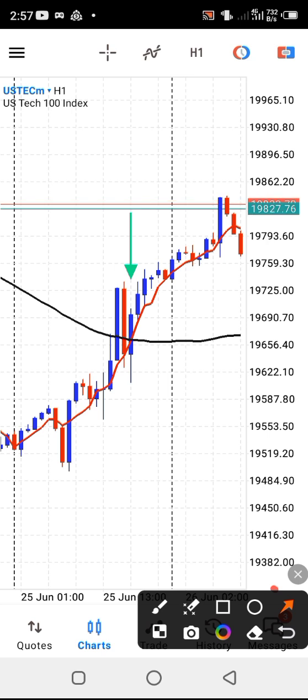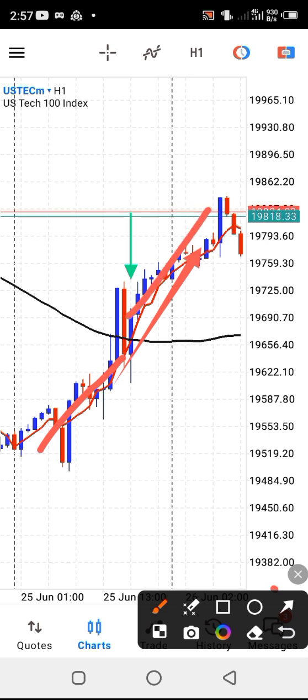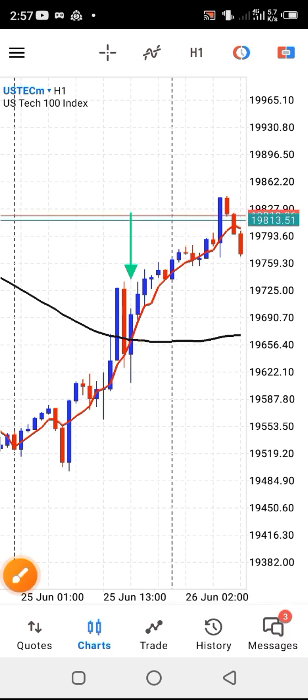Okay, look at this. The cross is such that the red moved from below, then crossed the black moving average. You know, it crossed in an upwards manner. Okay, so once you have such a cross, you should be looking to do what? To buy. Okay, now how are you going to buy?